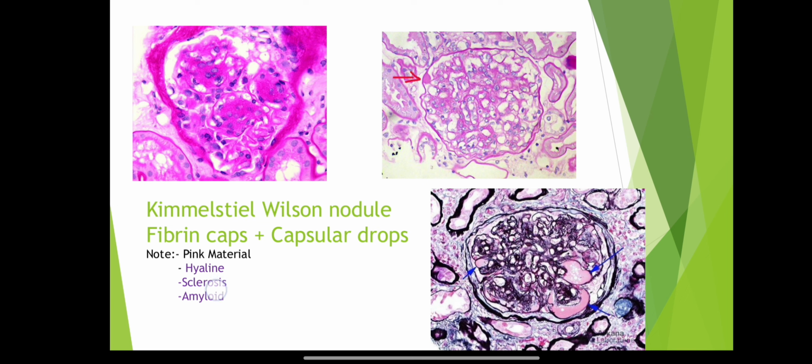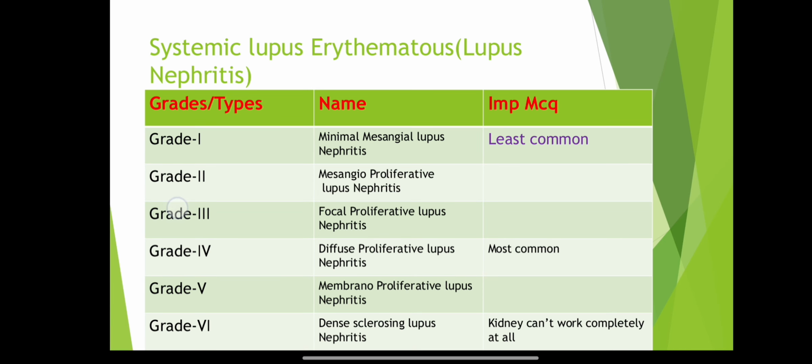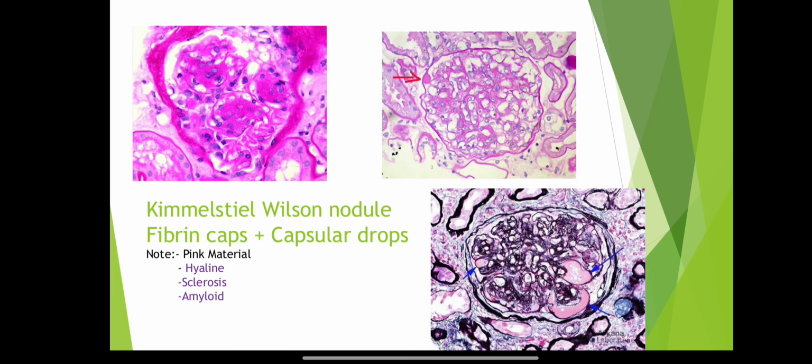If there is sclerosis, there will be pinkish material deposition. As we know, in diabetic nephropathy, there is diffuse glomerulosclerosis. Diffuse means all the glomeruli are affected. Glomerulosclerosis means the sclerosis of all the glomeruli of a kidney. Nodular glomerulosclerosis means they are sclerosed in the form of nodules. Next we have diffuse glomerulosclerosis.